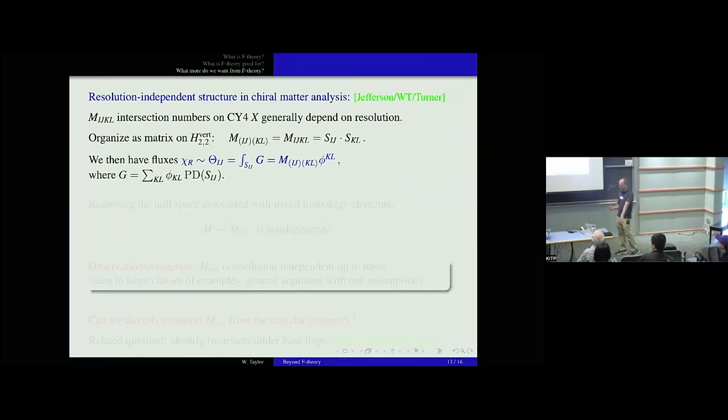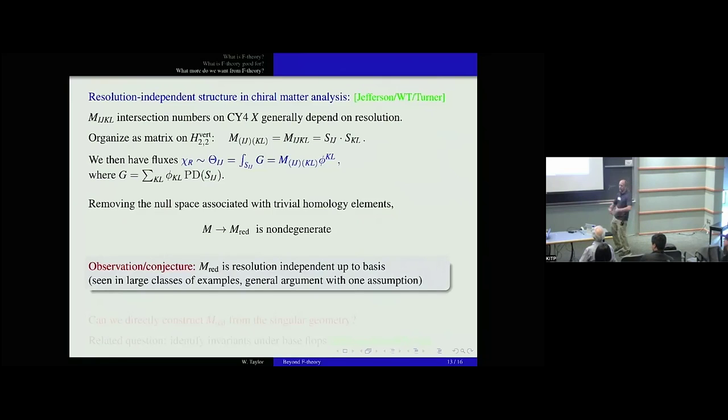So in some work a couple of years ago with Patrick Jefferson and Andrew Turner, we looked at how to think about this as a resolution-independent structure. It turns out if you take the intersection numbers on the Calabi-Yau fourfold after a resolution, those intersection numbers are topological data that are different for different resolutions. They're related by flops for different resolutions of the same Calabi-Yau. If we organize these as a matrix with pairs of indices as indices to the big matrix, then we can characterize the flux story as the chiral index is some vector of fluxes multiplied by this matrix. And if we take this matrix and get rid of the null space, we get a non-degenerate matrix, which we could call M-reduced.